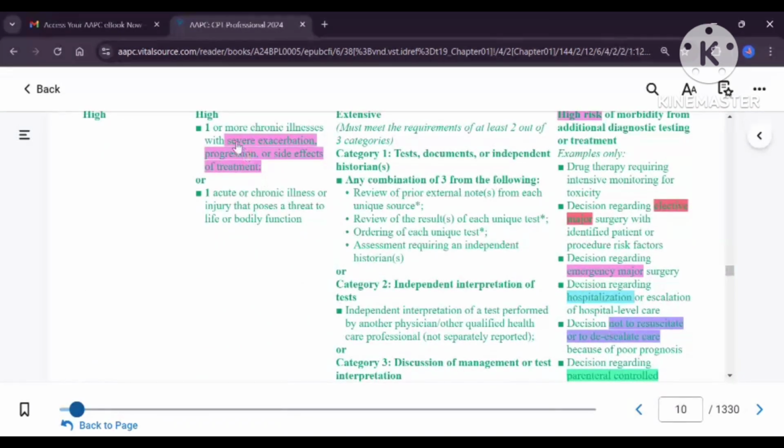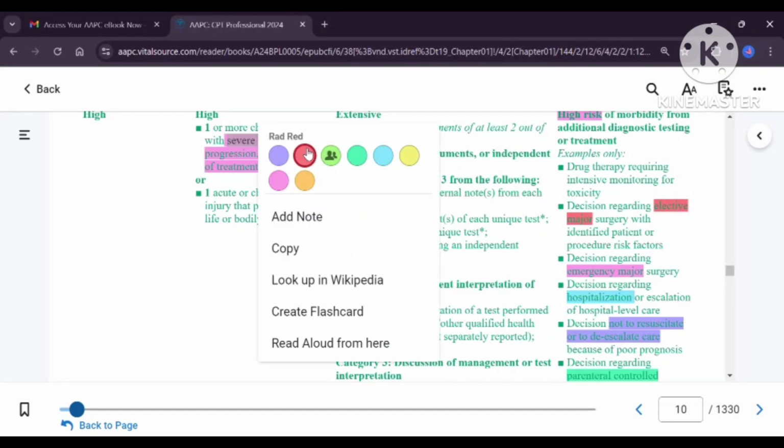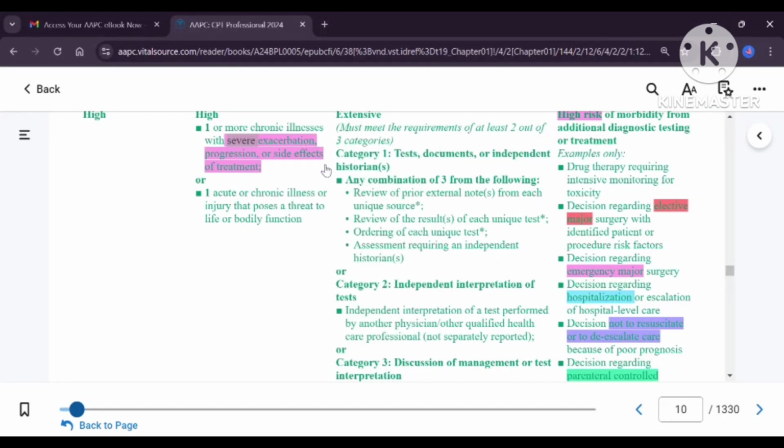It says that it is with severe exacerbation, progression, or side effects of the treatment. So there is some severe exacerbation, meaning suddenly it has worsened very badly. So it is a severe exacerbation or progression or side effects of the treatment. It is considered as high level of MDM. One acute or chronic illness or injury that poses a threat to life or bodily function.